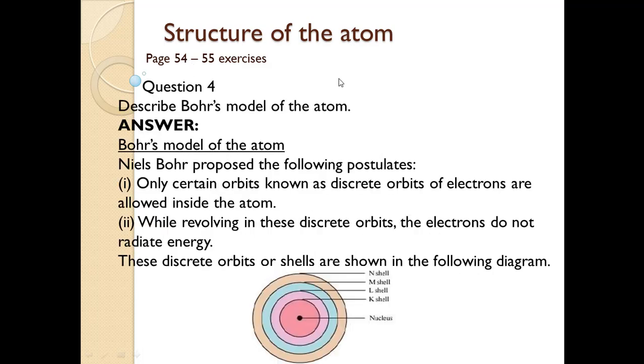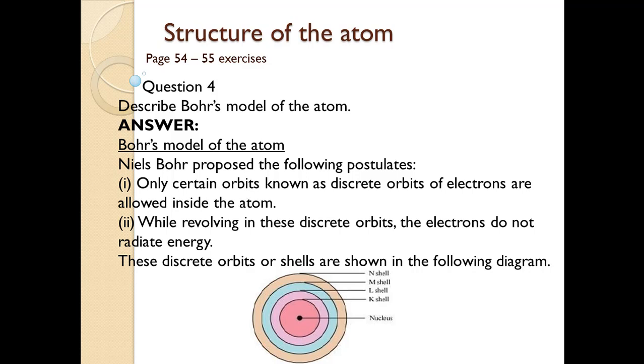Fourth question is describe Bohr's model of atom. So these were the postulates of Niels Bohr's model of atom. Only certain orbits, known as discrete orbits of electrons, are allowed inside the atom, or electrons are revolving around the nucleus in discrete orbits. While revolving in these discrete orbits, what will happen? The electrons do not radiate energy. That was the main postulate of Bohr's model of atom.